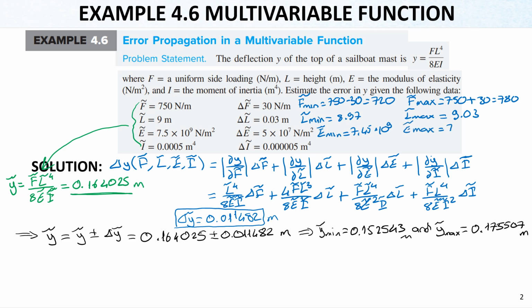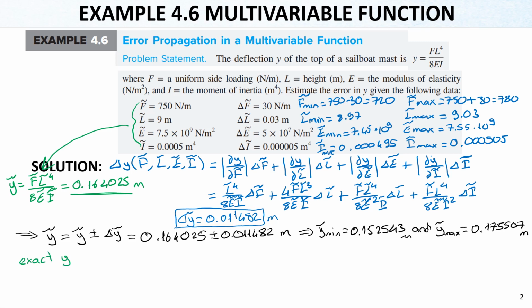is 7.55 times 10 to the power 9, and I, if we subtract and add the error, I min is 0.000495, and I max is 0.000505. Let's use them to get the exact y min and exact y max, and we can calculate them below over here.